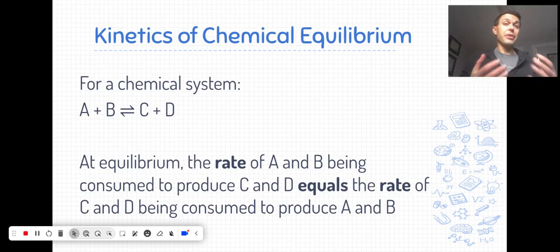So looking at our theoretical example again, for our chemical system with the forward reaction A and B forming C and D, and the reverse reaction C and D forming A and B, when this system reaches equilibrium, the rate of A and B being consumed to produce C and D is going to equal the rate of C and D being consumed to produce A and B.